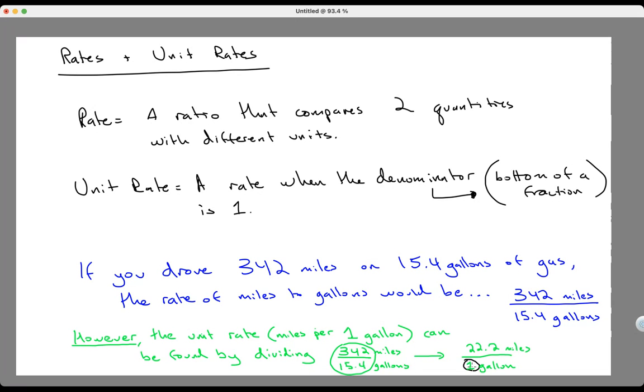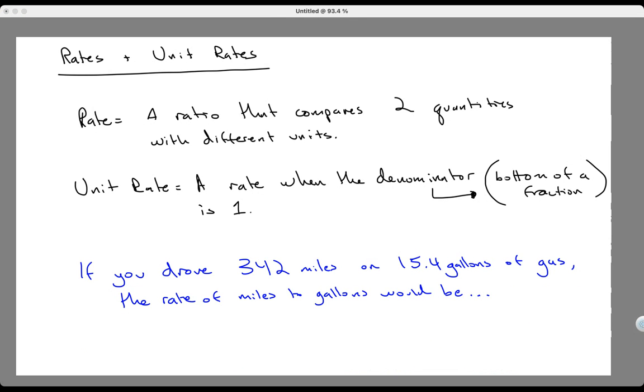Notice how our denominator is 1 now. That's what a unit rate is: a rate with a denominator of 1.